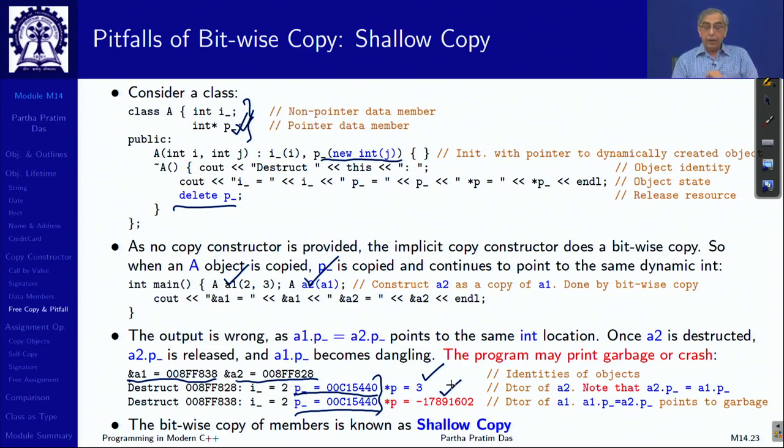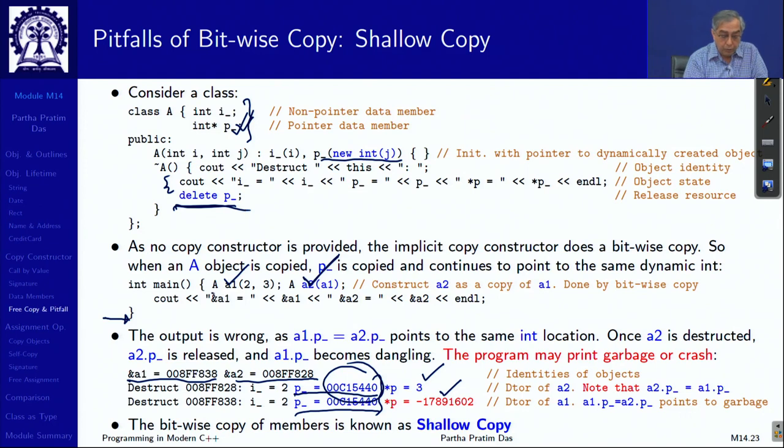Now, what is happening? At this point you can see that my destructor is making a print. When I come to the end of main, this object will be the first to get destroyed, the last created, first destroyed. When this object is destroyed, this p pointer is deleted. So, now it becomes a dangling pointer.